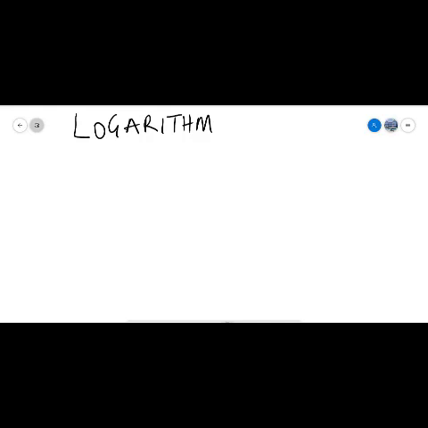So let's look at logarithm. Usually, we've heard that logarithm goes hand in hand with indices. So what's really the relationship between indices and logarithm? What's the relationship between indices and logarithm?